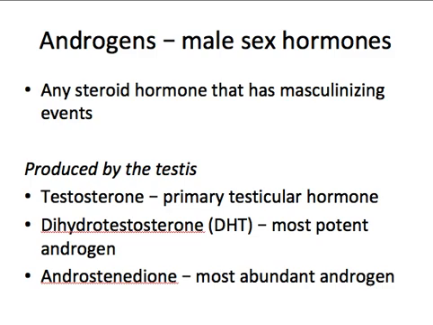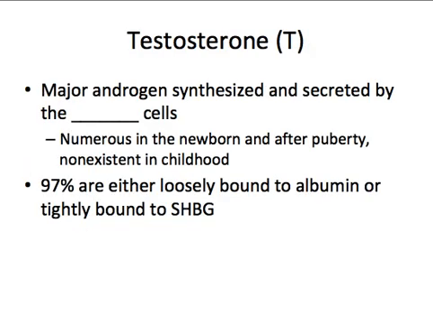The primary testicular hormone will be, of course, testosterone. There's also dihydrotestosterone, which is the most potent androgen, mainly responsible for a lot of your masculine features. And lastly, androstenedione, which is the most abundant androgen and serves as the major precursor for most of your sex steroids. Testosterone is the major androgen synthesized and secreted by which cells do you think?